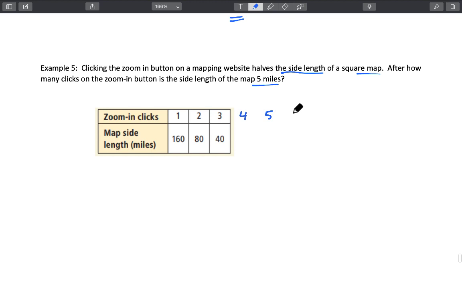It's simple enough that we can find this by hand as long as we understand the task. Remember, we are halving the amount. We're going by multiples of 1/2. So 160 times 1/2 gives me 80. 80 times 1/2 gives me 40. Next up, we would have 20. Half of 20 is 10. Half of 10 is 5. So continuing in this pattern, it looks like we would be at 6 zoom in clicks to get to a map that has a side length of 5 miles.